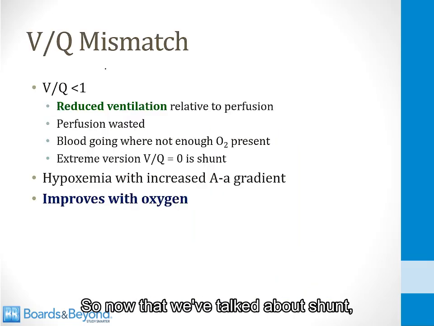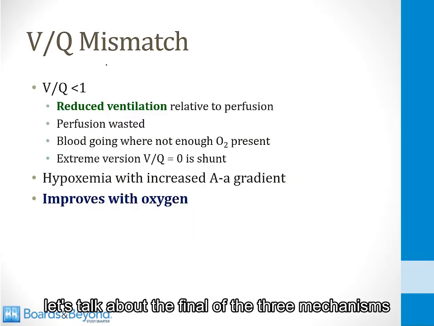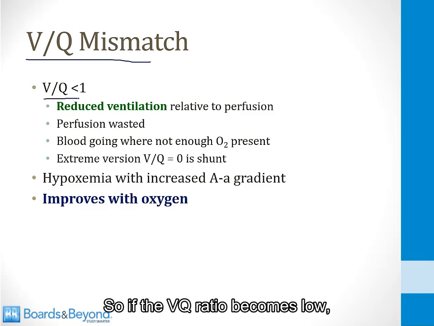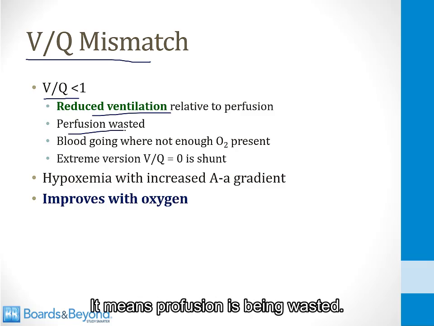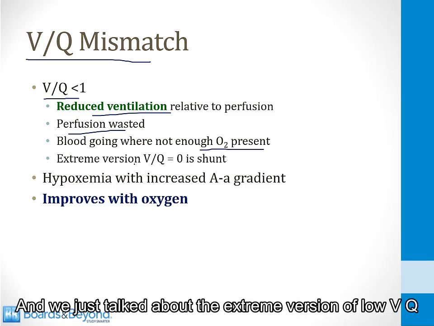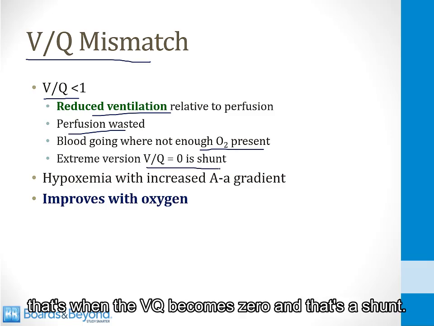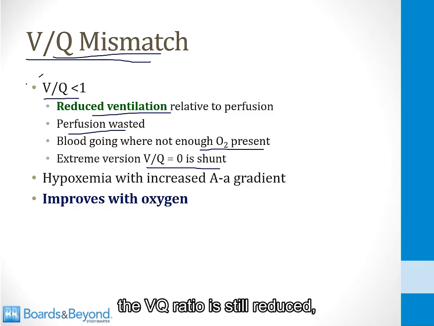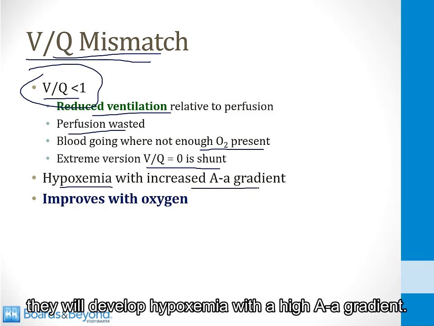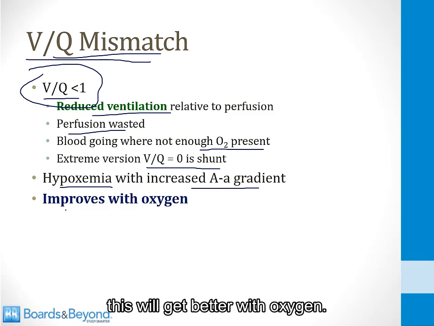So now that we've talked about shunt, let's talk about the final of the three mechanisms of hypoxemia with a high AA gradient, and that's called VQ mismatch. If the VQ ratio becomes low, less than 1, this means you have reduced ventilation relative to perfusion. It means perfusion is being wasted. Blood is going where there's not enough oxygen present. And we just talked about the extreme version of low VQ. That's when the VQ becomes 0, and that's a shunt. In VQ mismatch, the VQ ratio is still reduced, but it's not 0. So this is just like shunt, however, it's not so severe that you have a VQ ratio of 0. When patients have this problem, they will develop hypoxemia with a high AA gradient, but in contrast to shunt, this will get better with oxygen.